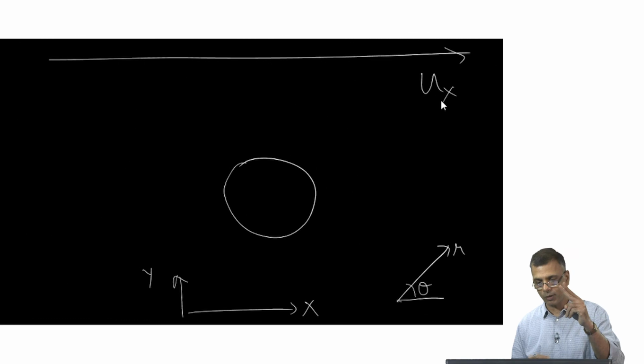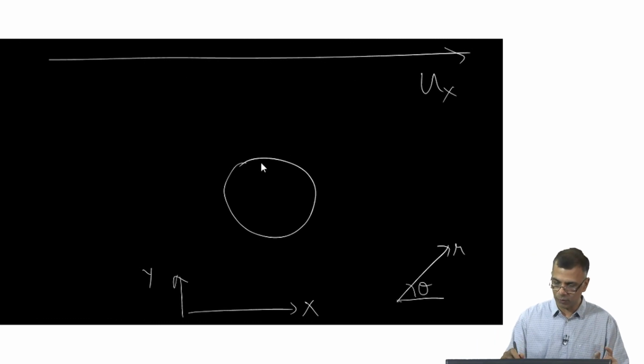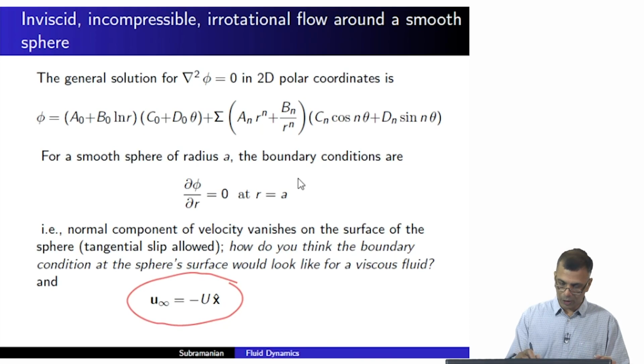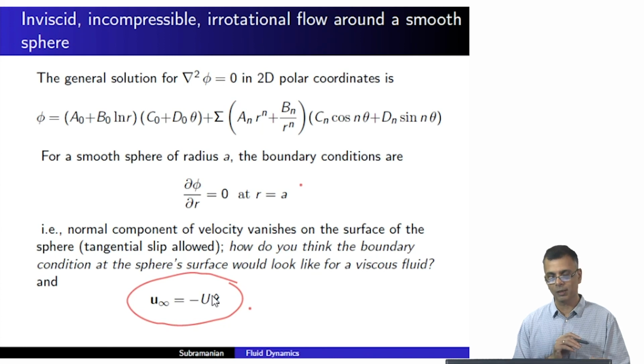So we have two kinds of boundary conditions, one very far from the surface of the sphere, one at the surface of the sphere. At the surface of the sphere, we have this boundary condition. Very far from the surface of the sphere, we have this boundary condition. In other words, we are saying that very far from the surface of the sphere, the velocity is entirely in the x direction with some amplitude u. So, these are the two boundary conditions.